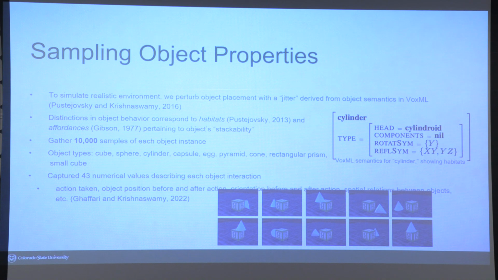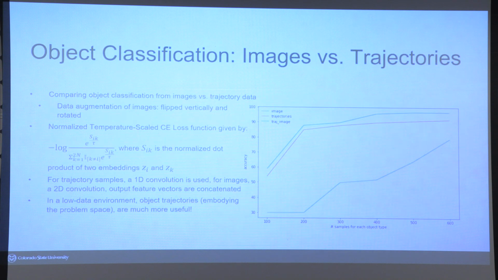For our data, we gathered 10,000 samples of each object instance. Object types are enumerated there. And then we basically captured a bunch of numerical information describing the trajectory of the object in space when it is placed. So the action that was taken, how the object is oriented before and after the action, relations that exist between different objects in the scene, et cetera, et cetera.